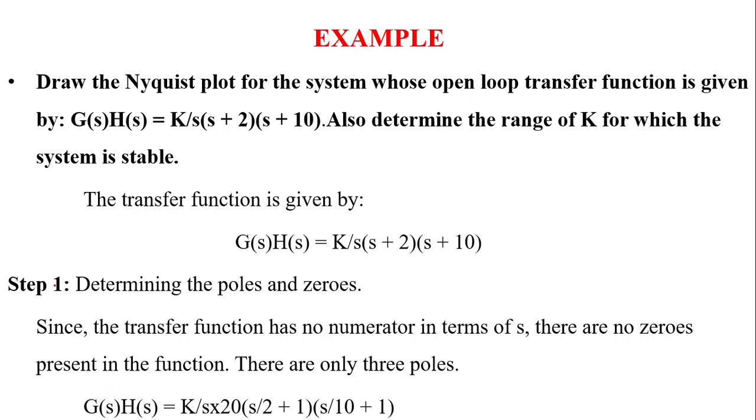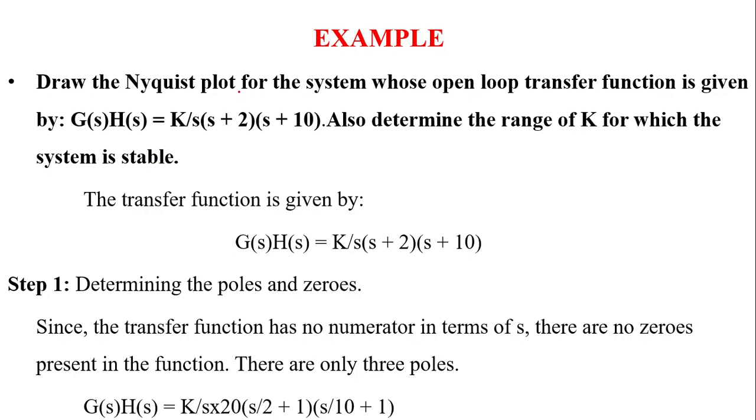After that, we are going to see one example. The question given is: draw the Nyquist plot for the system whose open loop transfer function is given by G(s)H(s) equal to K divided by s(s+2)(s+10). Also determine the range of K for which the system is stable.